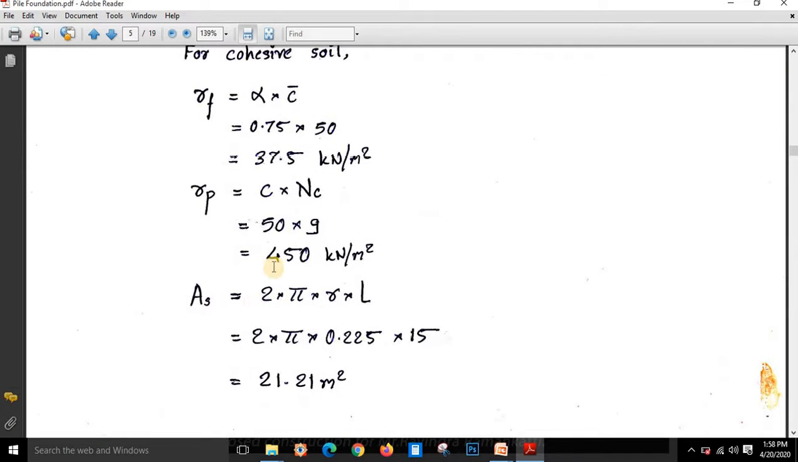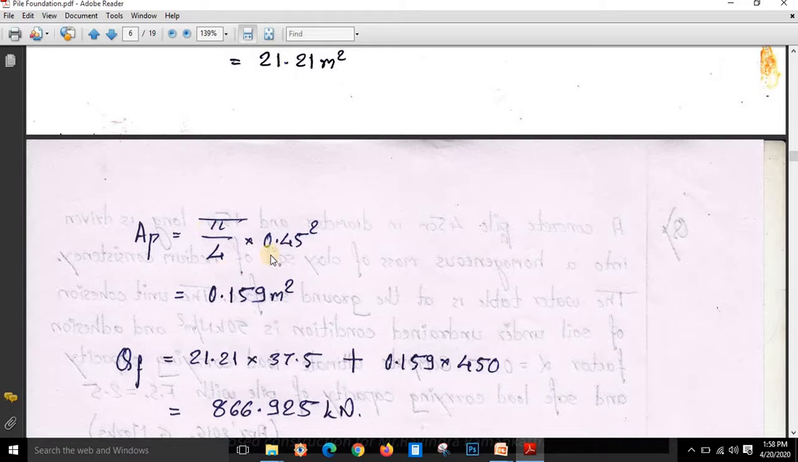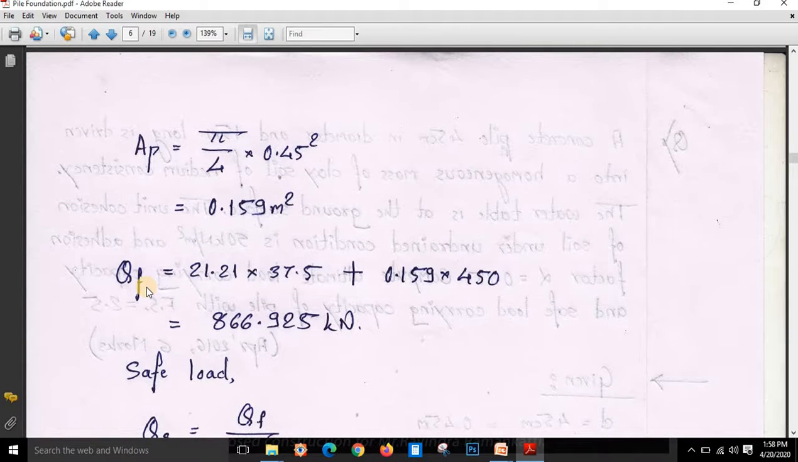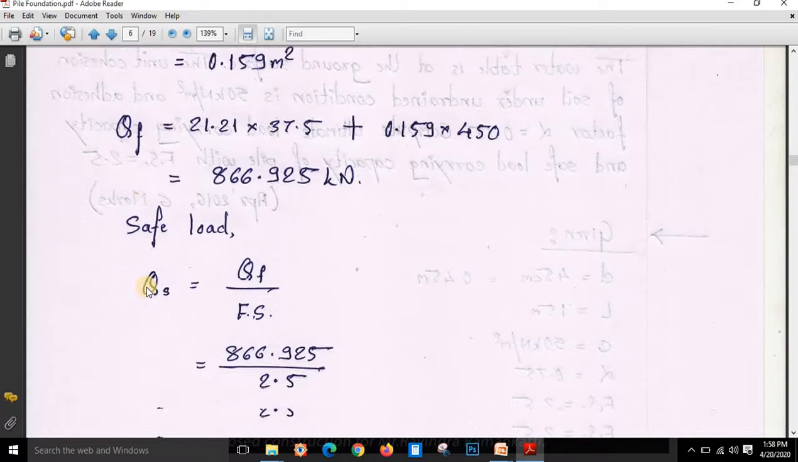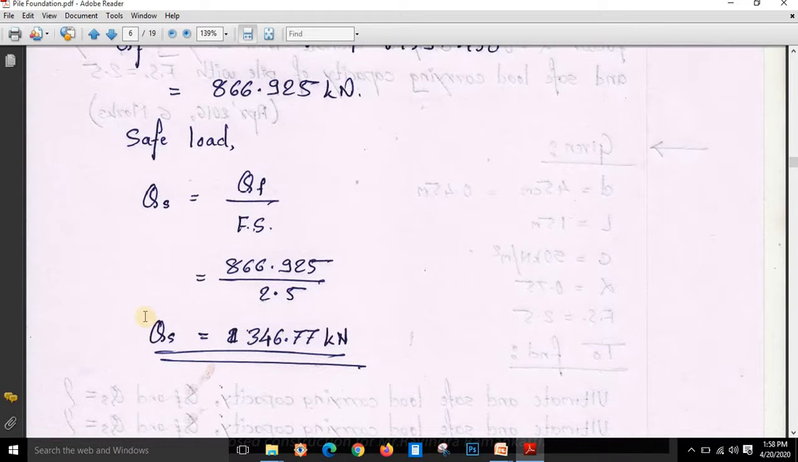So AS is the perimeter of a pile which is in contact with the soil. So remember, AS is a perimeter. So 2 pi r into total length. AP is a cross sectional area, pi d square by 4. So we have calculated all this data and we have substituted in the earlier formula. We have got QF, ultimate load carrying capacity. To calculate safe load carrying capacity, we divide ultimate load carrying capacity by factor of safety, and we are going to get the safe load carrying capacity.